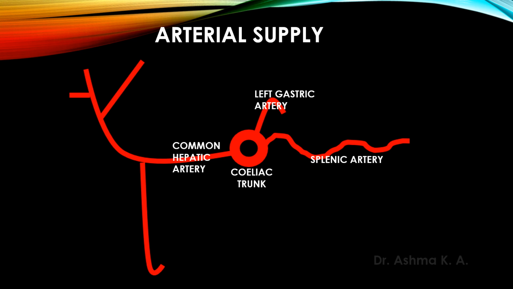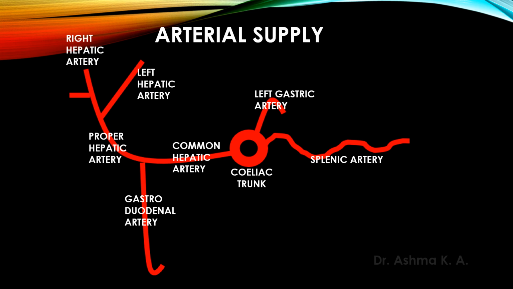The common hepatic artery, once it gives off the gastroduodenal artery, we are going to name it as the proper hepatic artery. The proper hepatic artery terminates by dividing into the right and left hepatic arteries. The right and left hepatic arteries enter the liver at the porta hepatis. The cystic artery is a branch from the right hepatic artery. Only 20% of blood supply of liver comes from the hepatic arteries, and the remaining 80% is from the portal vein.